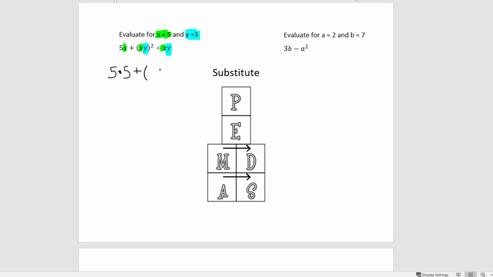Okay, now I got to be careful with the substitution here. Make sure I do it right. Where the x is, or where it was, I'm going to put a 5. And where the y is, I'm going to put a 3. Notice again, I insert a multiplication symbol because if there's nothing next to these two, that's what it wants you to do. If there's two letters next to each other, it wants you to multiply them. There's the square symbol. And then xy is 5 times 3 again.